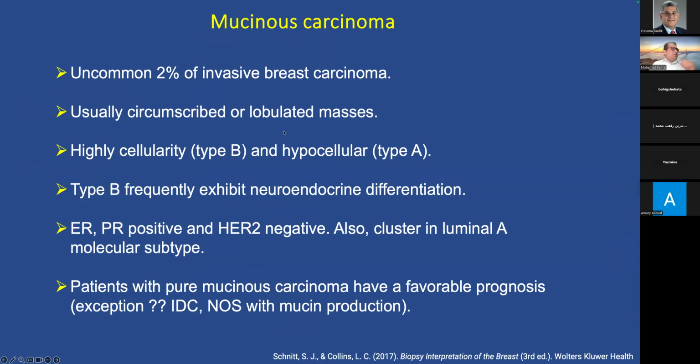Okay, we talked about all these points. We covered them: the cellular type, type A and type B, the neuroendocrine differentiation, and the biomarker. And the differential for sure: any tumor in the breast can have mucin. IDC NOS, no special type, can have mucin in it. That doesn't make it mucinous.